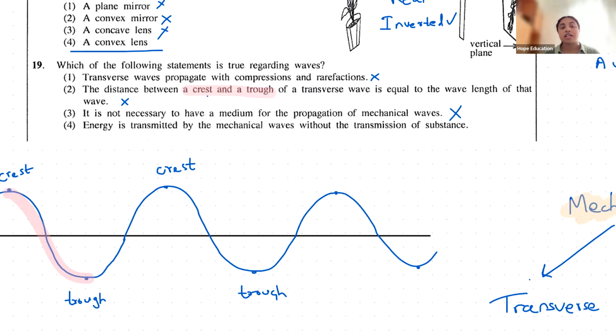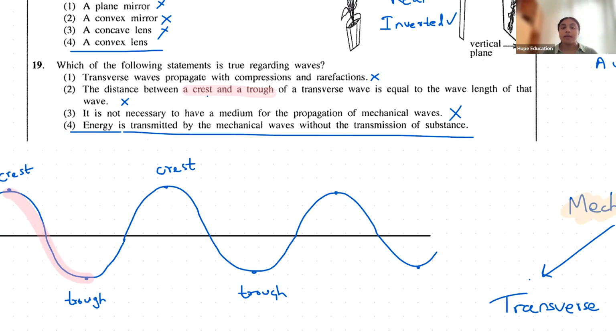Finally: energy is transmitted by the mechanical waves without the transmission of substance. That is true. Why? When a wave goes forward, the energy goes forward, but the particles do not. If you take a still surface of water, place a plastic ball on it, and drop a pebble to create a water wave, without wind, what happens to that plastic ball? The plastic ball will move up and down. It doesn't move forward with the wave.